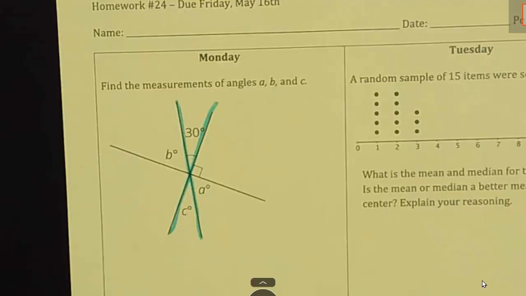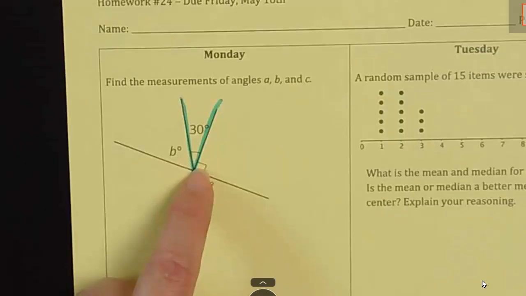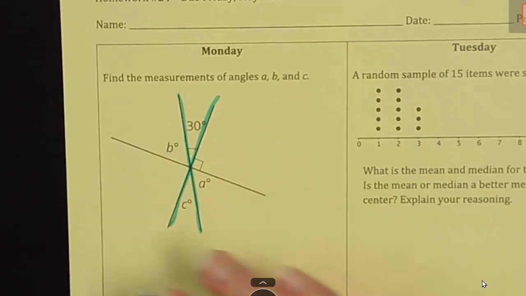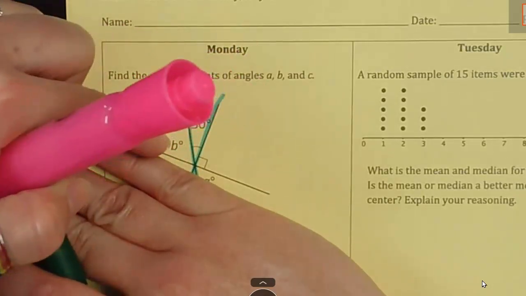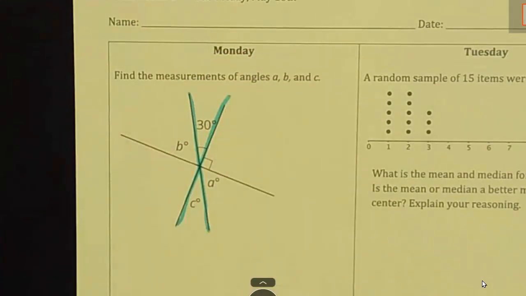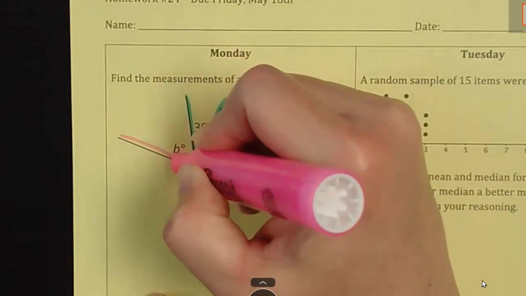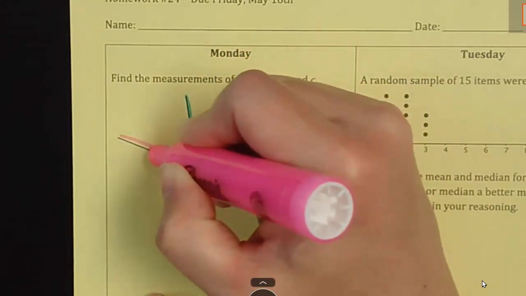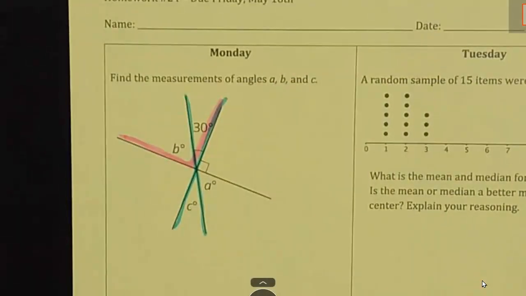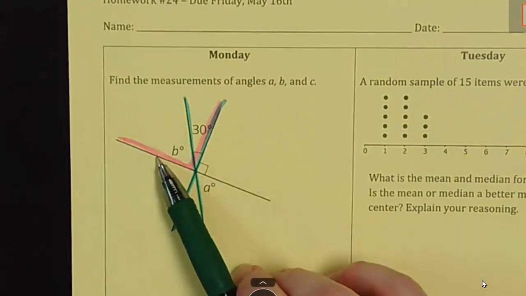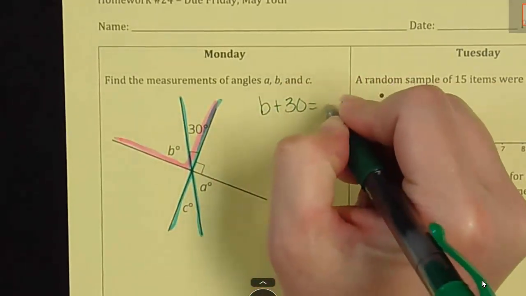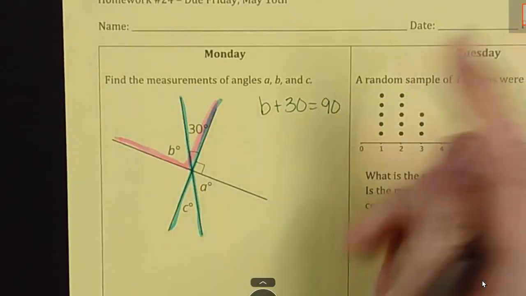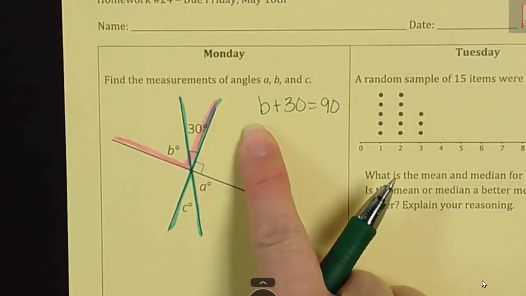The next thing we talked about in class was supplementary and complementary. Well, I can see this little 90 degree right here, which means that these are perpendicular lines. And over here is also 90 degrees. So right here, those are 90 degrees, which means we have complementary angles, because if I add these two together, it's going to equal 90. So B plus 30 is going to equal 90. So I should be able to figure out what B is.